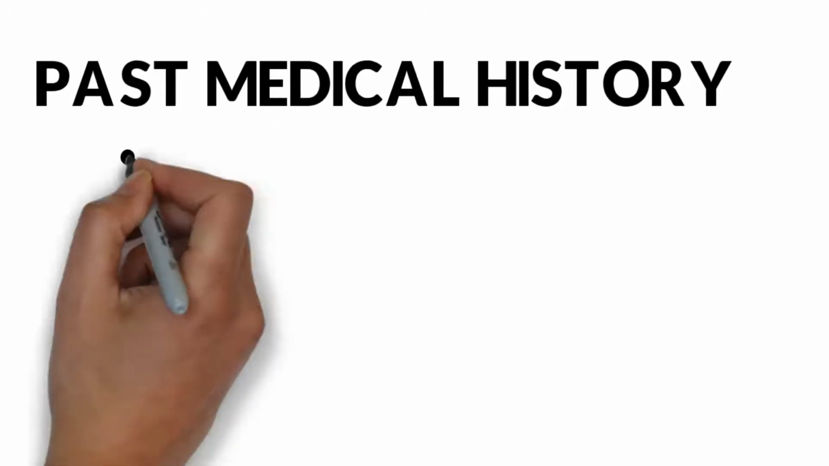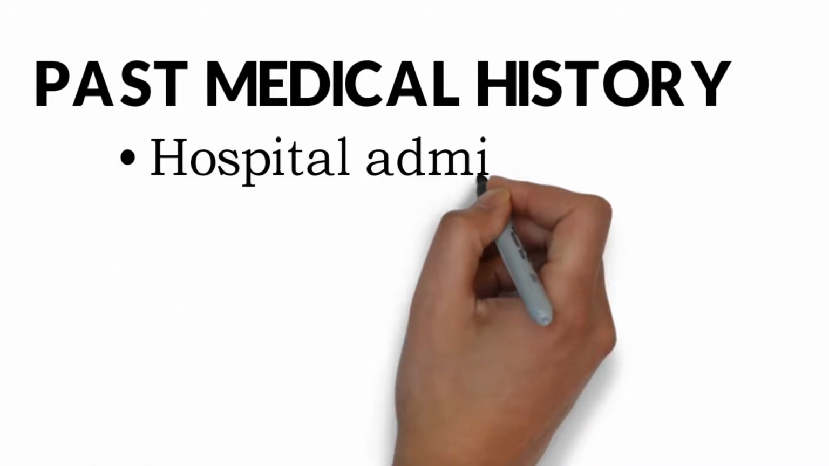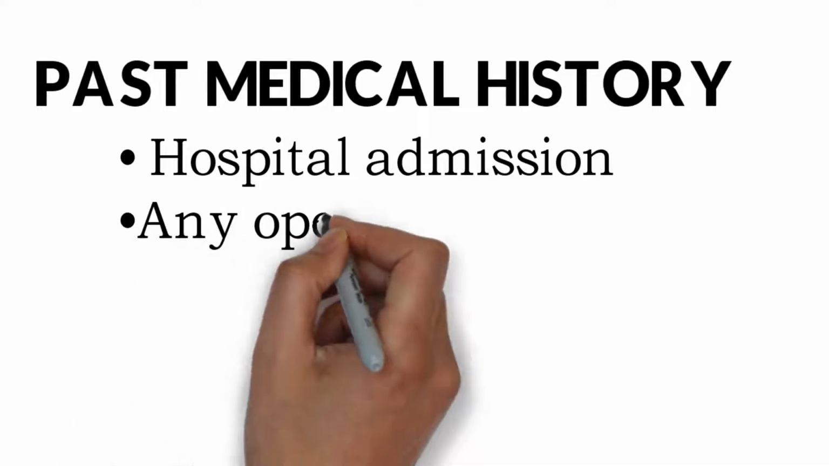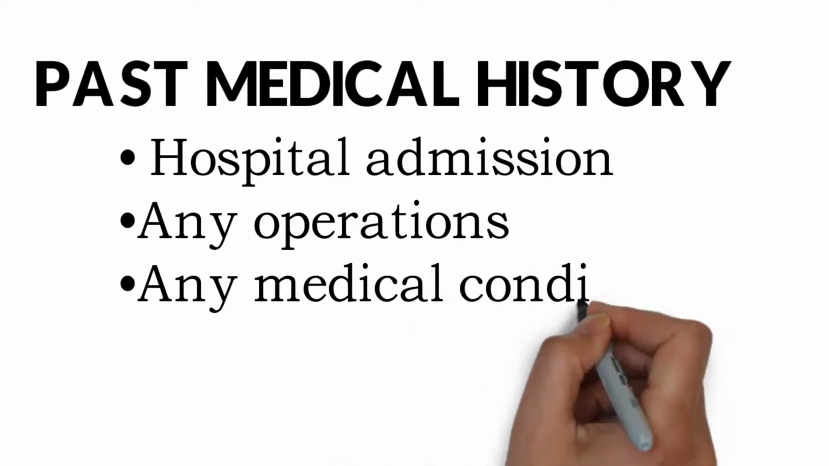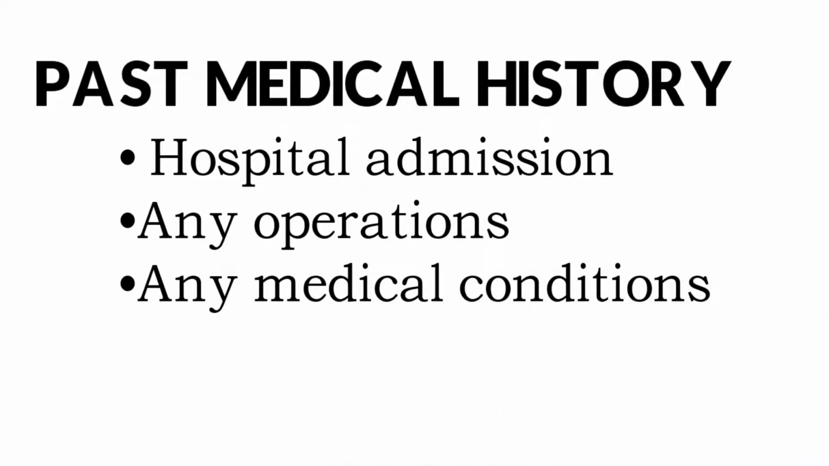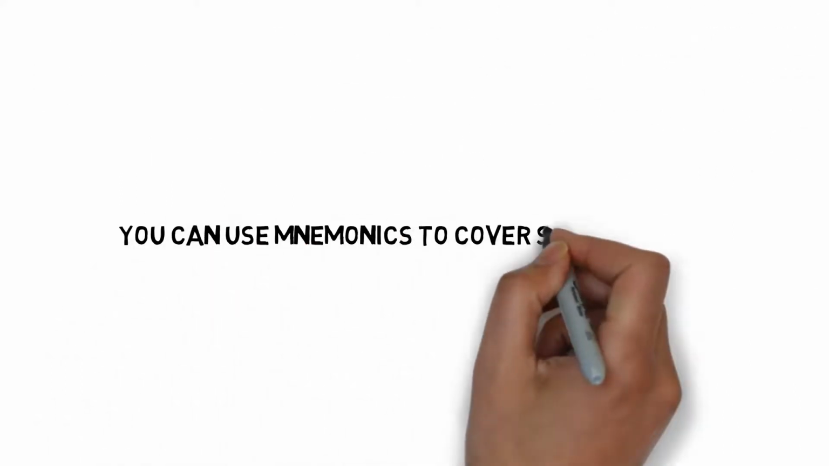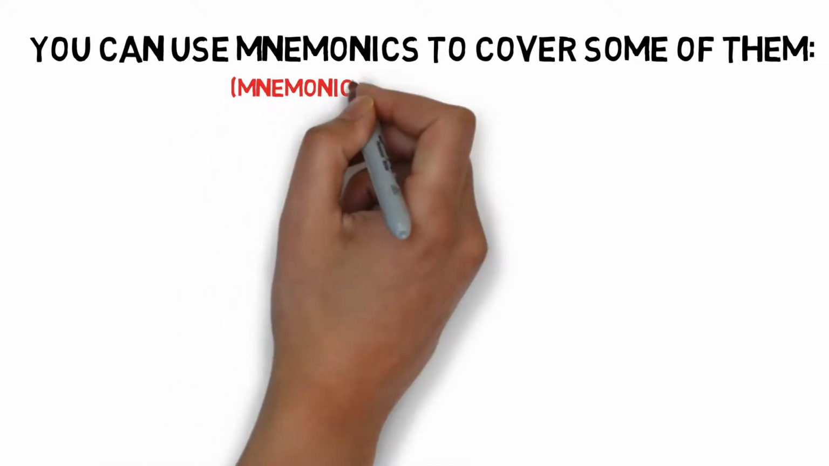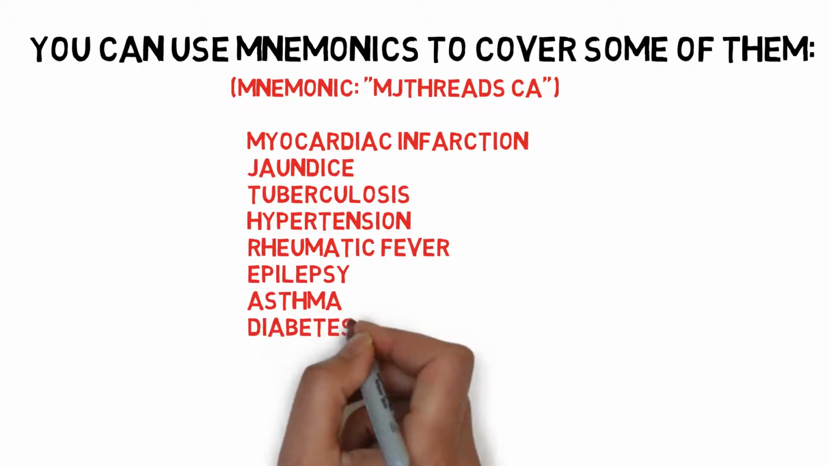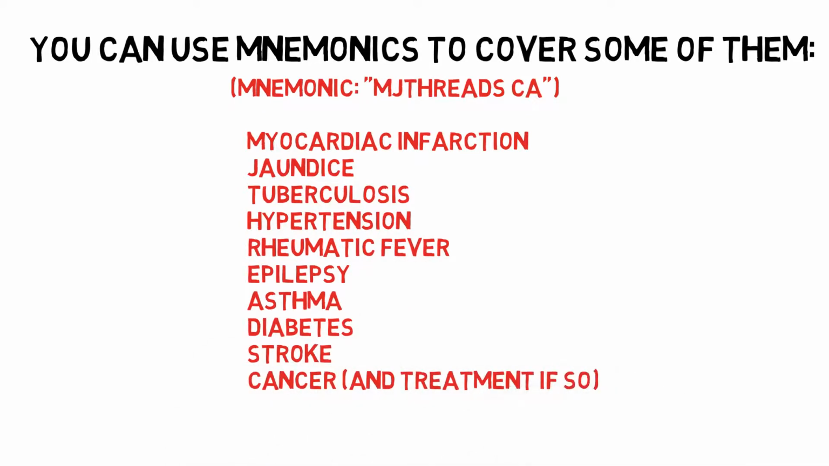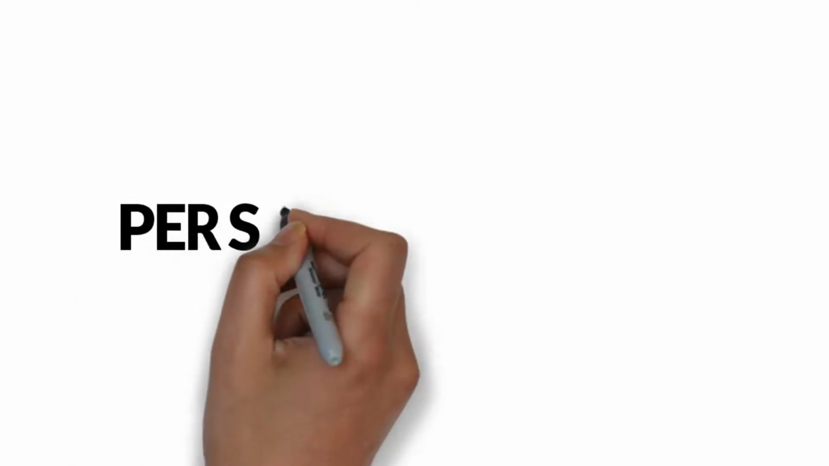In this part, we ask the patient if he or she has ever been admitted to the hospital for any reason, if he or she has ever undergone any operations for any particular conditions, or if he or she has any particular medical conditions like myocardial infarction, jaundice, tuberculosis, hypertension, rheumatic fever, epilepsy, asthma, diabetes, stroke, cancer. And there's a mnemonic for that, MJ-TRATS-CA.